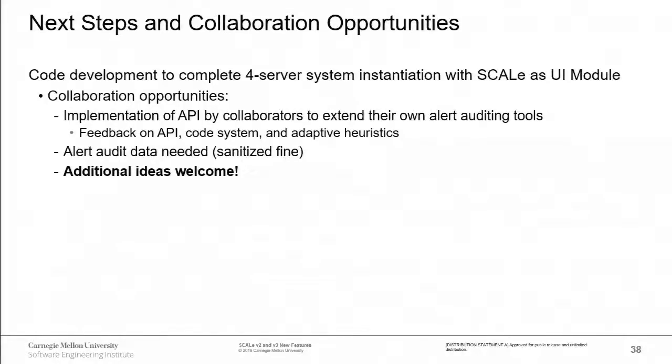So this slide talks about some of the specific collaboration opportunities, and I just want to make sure that when I answered before I hit each of these points. Sure. So we're currently completing that 4th server system instantiation with Scale as the UI module in our example code, which we hope to publicly release as Scale version 4 or beyond. And collaboration opportunities include implementation of that API, feedback on the API, alert audit data, and additional ideas are welcome.